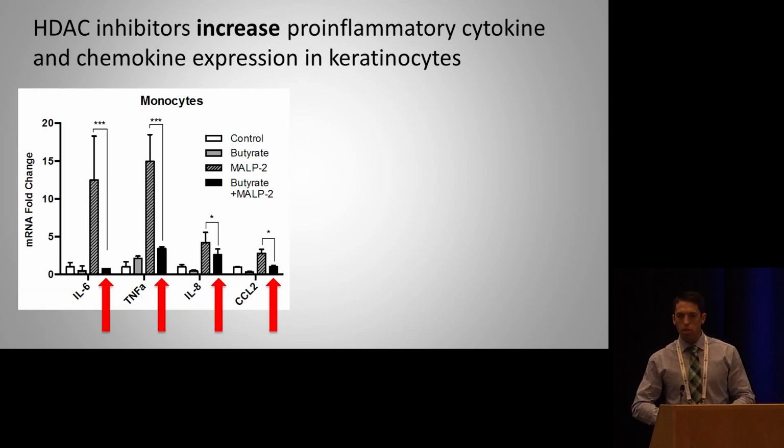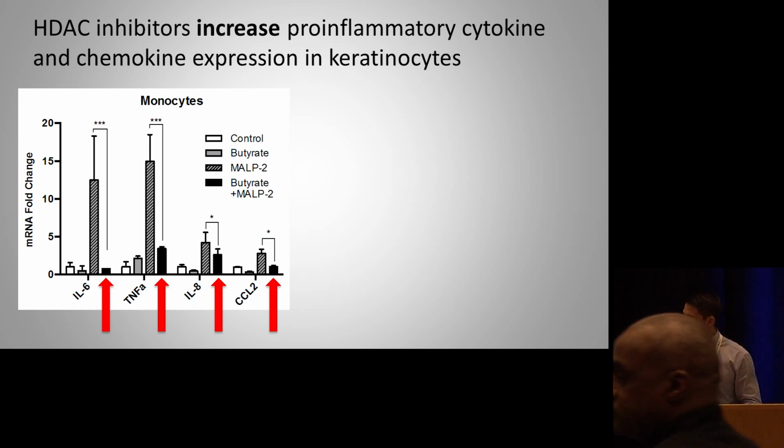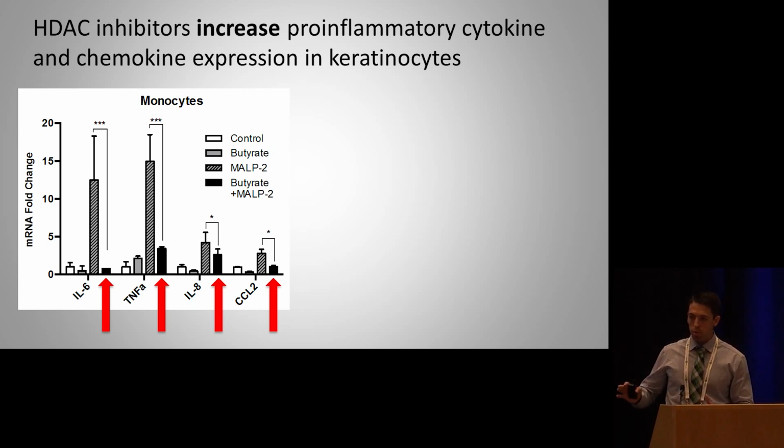Indeed, when we culture monocytes in our lab and stimulate them with a toll-like receptor 2/6 ligand called MALP2, you can see the induction of a variety of pro-inflammatory genes from these monocytes. But when co-cultured with butyrate and MALP2, the black bars on the very end, you see that the induction of these inflammatory cytokines is significantly decreased, inhibited.